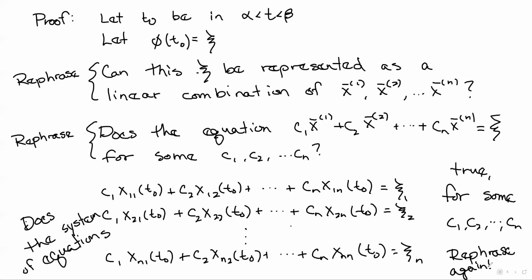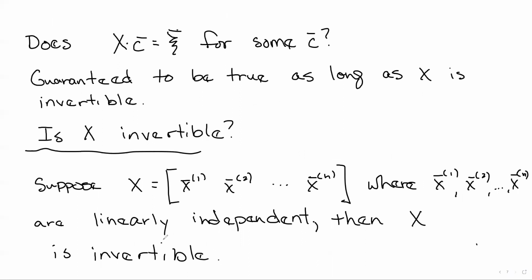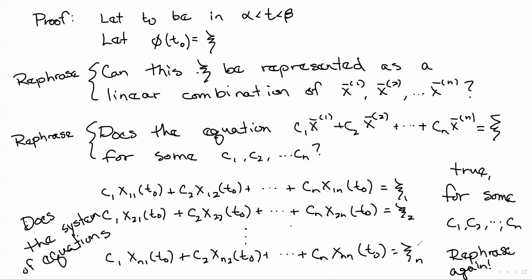Okay, so what does that say? It says that this requirement here, X1 through Xn being linearly independent, is the condition that gets us invertibility. What does invertibility get us? It gets us that this is guaranteed to have a solution for some C, which means this is guaranteed to have a solution for some c1 through cn, which means that psi can be represented as a linear combination of X1 through Xn, guaranteed. Okay, and so that's the proof.